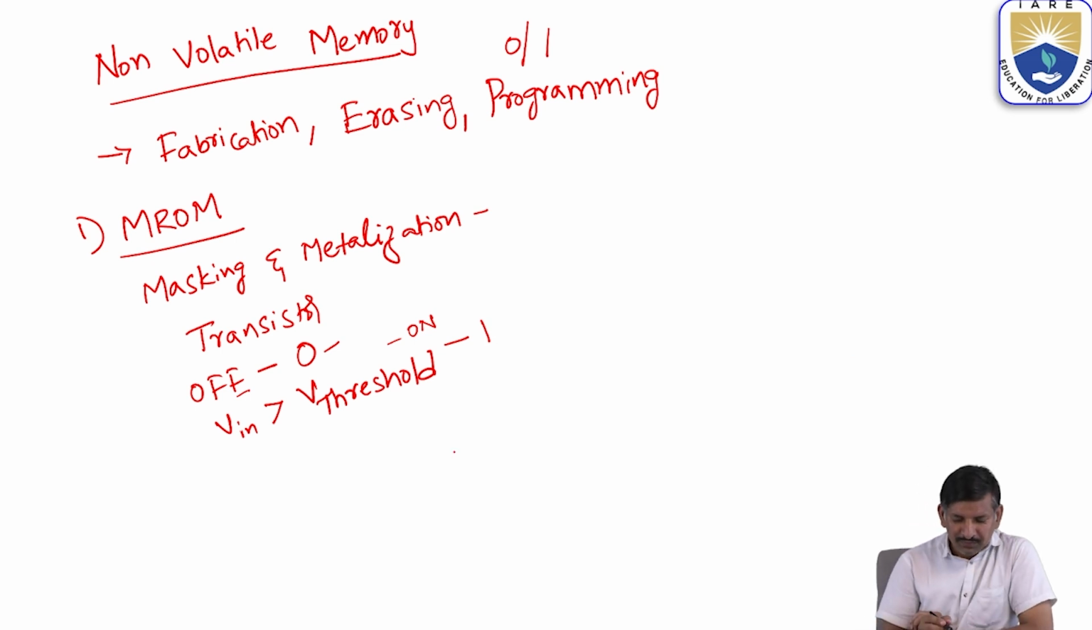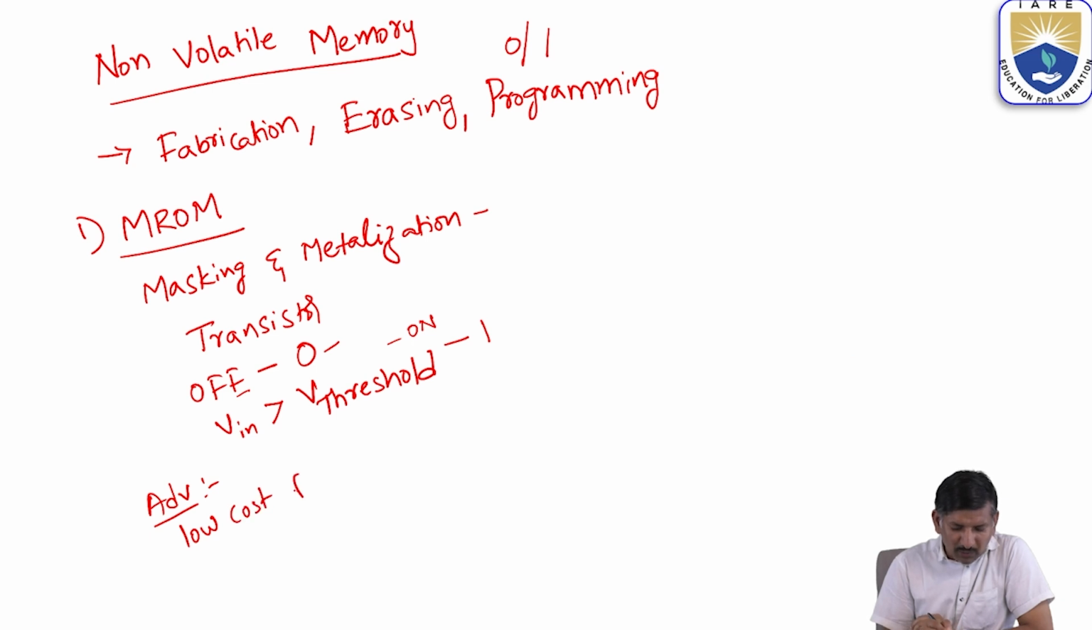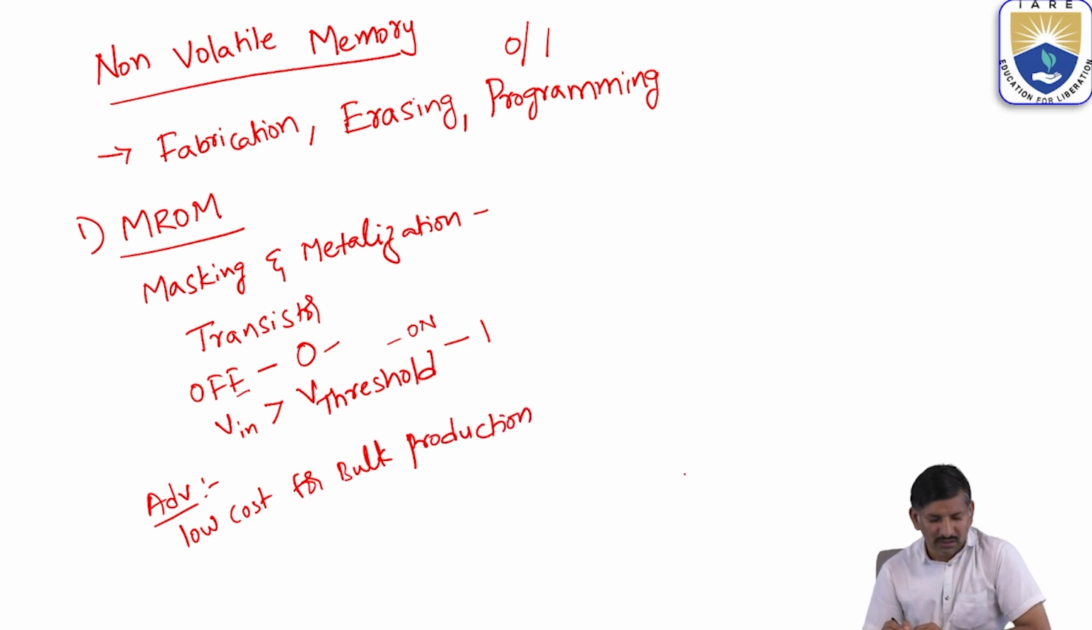Okay. Advantage is, since we do not need to provide programming abilities to this memory device, it is low cost for bulk production. So the memory device cost is very low, for a maximum number of products being manufactured.